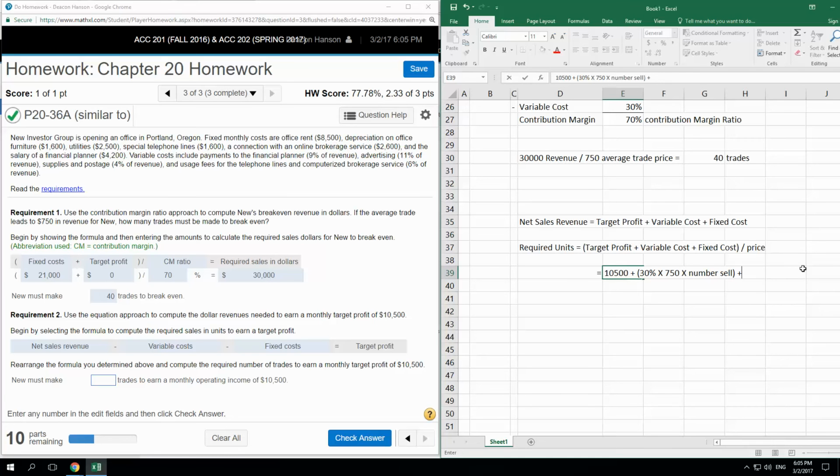And then you're going to add your fixed cost. Our fixed cost is 21,000, right? And then all of that would end up getting divided by price, divided by 750.